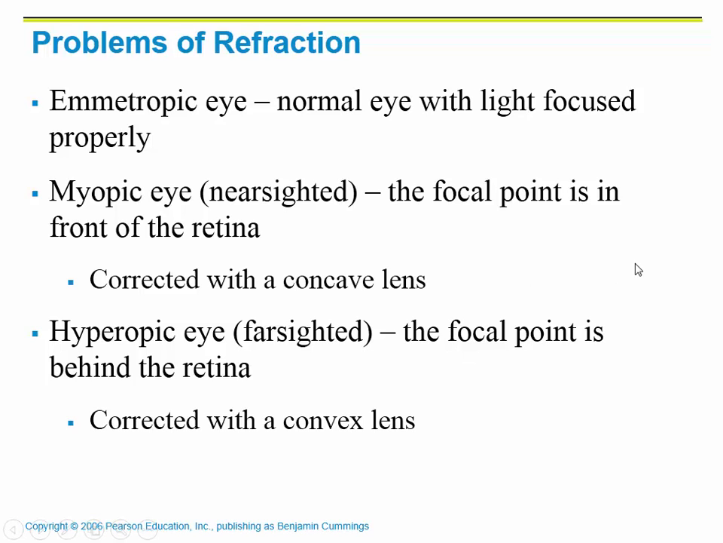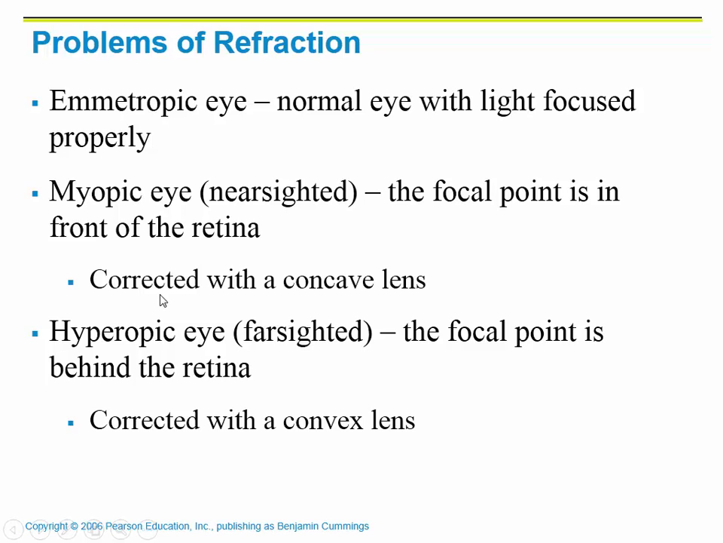Now, unfortunately, like I said before, not everybody's lens is the correct shape. Not every lens is allowing light to refract through properly. And so we have some people who are considered to be nearsighted or farsighted. If you have an emmetropic eye, that would be your lens is working properly and you don't need any corrective lenses. If you have a myopic eye, you are considered to be nearsighted. And so instead of the focal point being on the retina, it actually converges right in front of the retina.